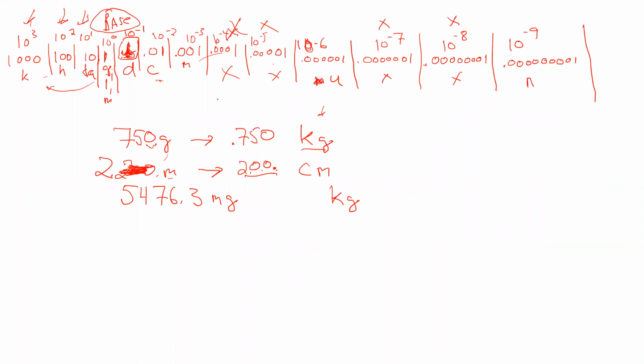Kilograms, right? Milligrams is over here. So how many places do we go to get to kilograms from milligrams? 1, 2, 3, 4, 5, 6. Correct.